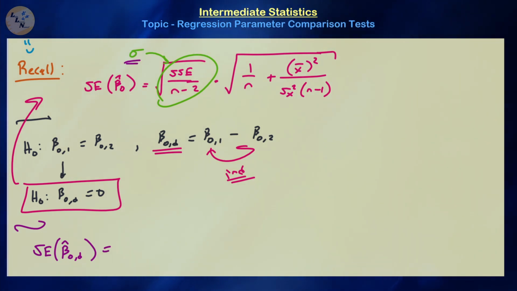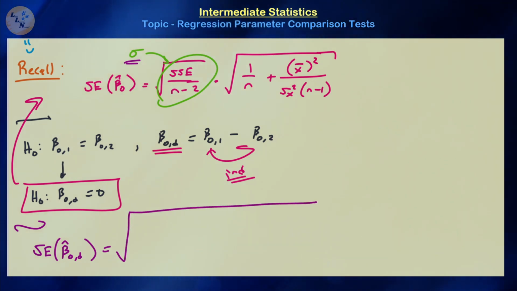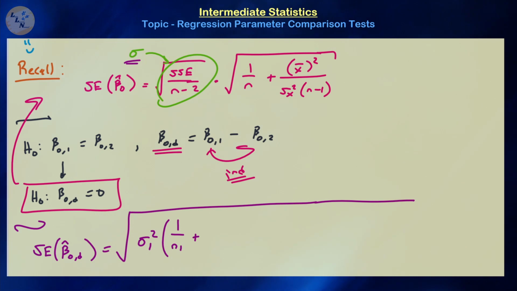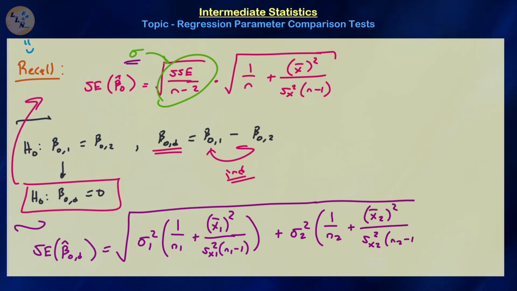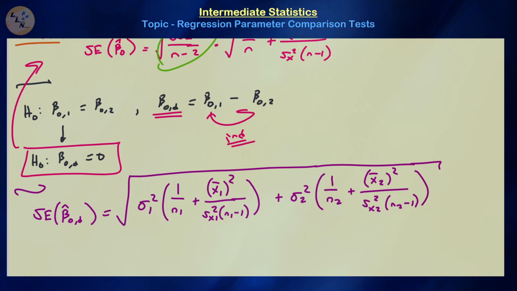So let's use the sigma perspective. We're going to have a big square root with a bunch of stuff underneath it. So we have sigma 1 squared times 1 over n1 plus x bar 1 squared all over sx1 squared times n1 minus 1, and then plus sigma 2 squared times 1 over n2 plus x bar 2 squared all over sx2 squared times n2 minus 1. And that is the beautiful standard error for the difference in vertical intercepts.